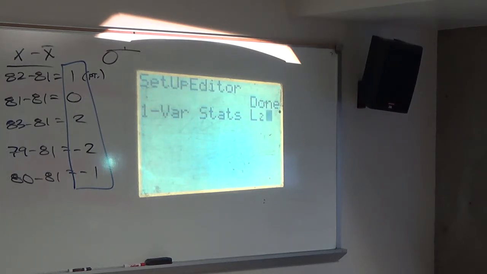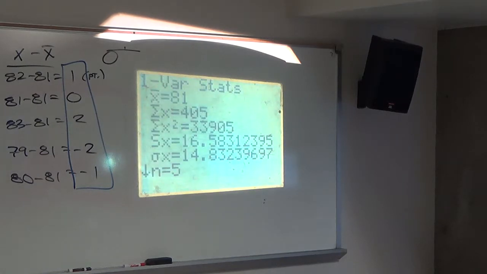This is how you get L2. You don't have to give it L1 because it automatically knows to look at L1 in one of our stats, but you can override that. By default, it goes to L1. You can override it though by looking at L2.